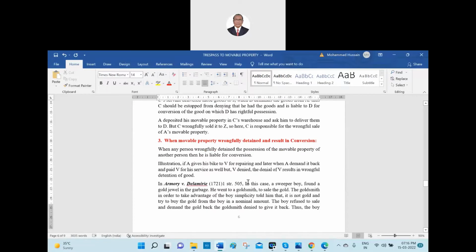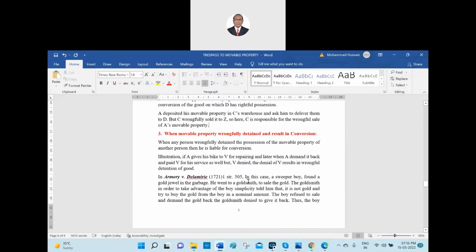The third type of conversion is when a movable property is wrongfully detained. Even wrongful detention amounts to conversion. When any person wrongfully detains the movable property of another person, then he is liable for conversion. So, read the illustration. If A gives his bike to V for repairing and later, when A demands it back and pays V for his service as well, but V denies, the denial of V results in wrongful detention of goods.